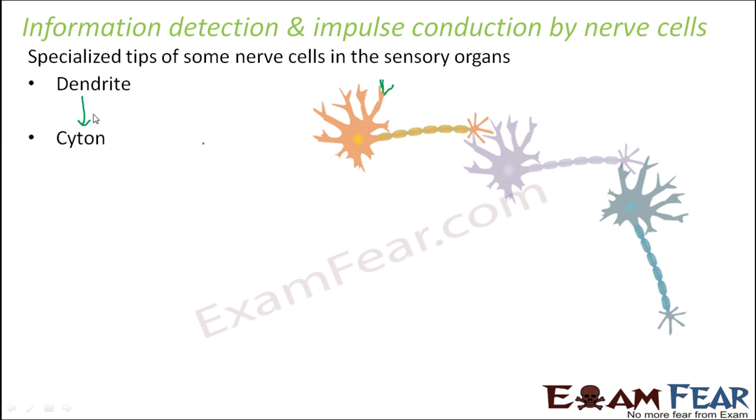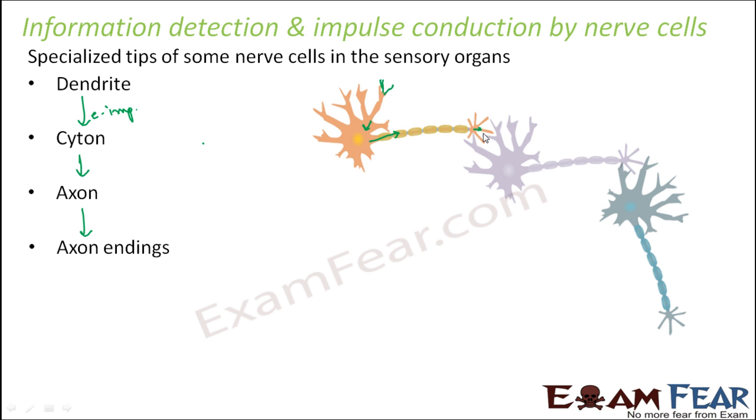So from dendrite, the electric impulse will go to the cyton, and from cyton, axon will take the electric impulse. So from here, axon will take it. So it will go to axon. Now from axon, where will it go? It will go to the axon endings. So it will come here. But till now it is only within that specific neuron.